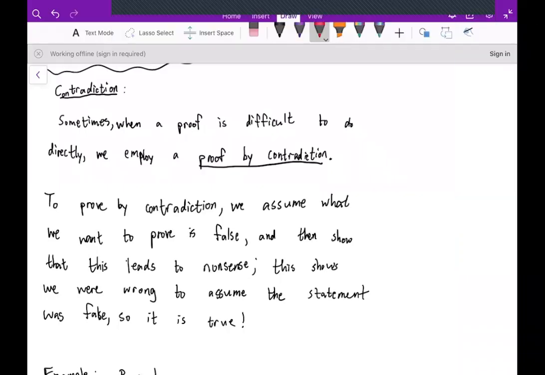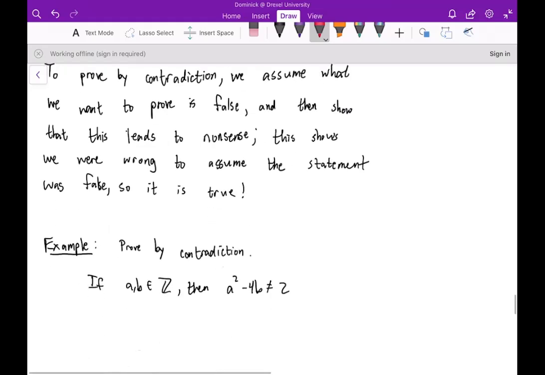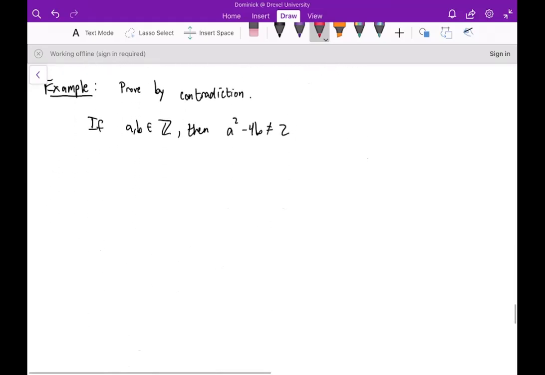Okay, guys, welcome. Today we're going to talk about the idea of proof by contradiction. Now, if a proof is difficult to do directly, or we can't use induction, or we can't use something that's maybe straightforward, what we do is a proof by contradiction. In order to prove by contradiction, we assume that what we want to prove is false. Then we show that this leads to some kind of nonsense, right? So we'll show that we were wrong to assume that the original statement was false, so then it was true, right? I think the best way to see proof by contradiction is to look at some examples.